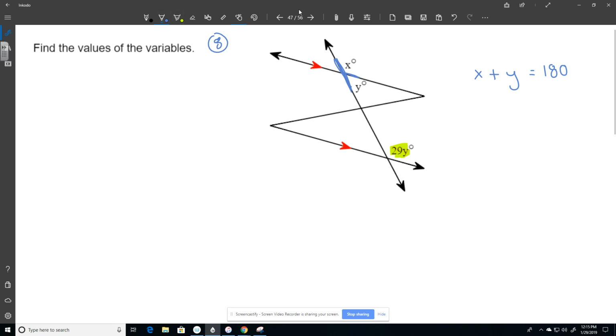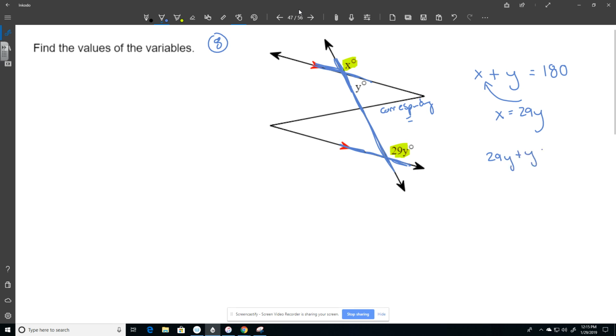So let's look at this angle right here, 29y. And if I'm looking at my picture, I've got a line right here that comes down, and it gives me a hint with these red arrows that I've got two parallel lines, which means that 29y and x are on the same side of the transversal, but one is outside the parallel lines and one is inside. These two are what we call, if you remember, corresponding angles, which means they're equal. So x is equal to 29y.